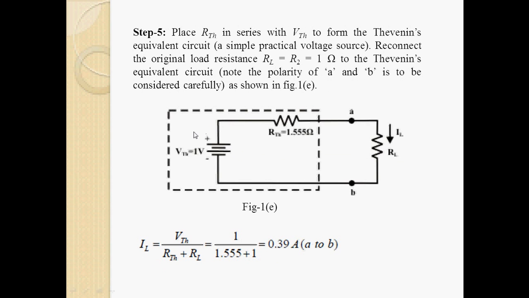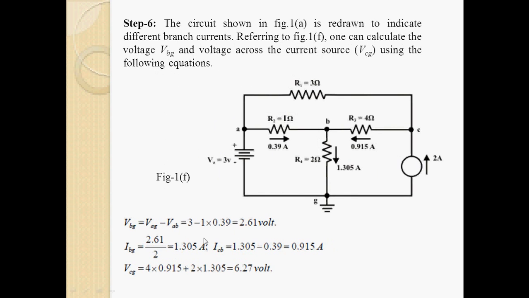Now step 5. This will be the Thevenin's equivalent circuit. This box is the load side and this box is the remaining part. We replace the remaining part with VTH and RTH. VTH is 1 volt and RTH is 1.55 something. Now we can calculate IL.